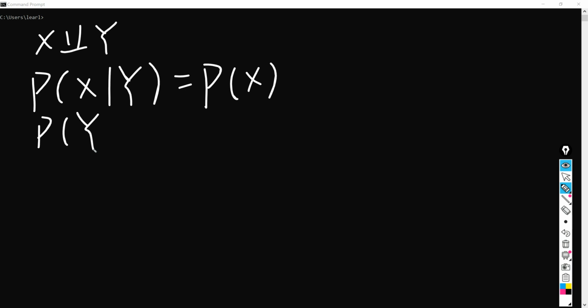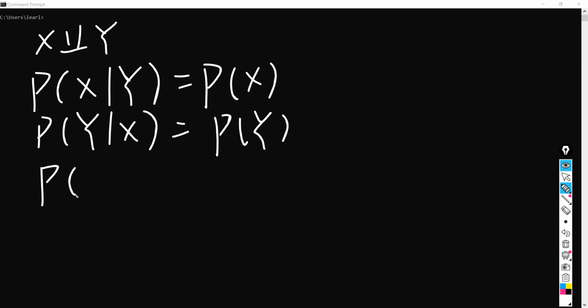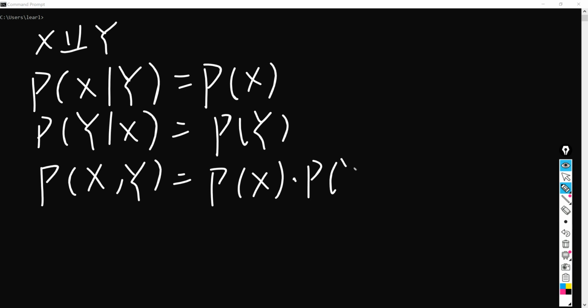And the same thing here for y. Given the condition of x, it is just the probability of y. And next is another equation, the probability of both x and y. Calculating the probability of both x and y, it will just equal p(x) times p(y). The reason is very simple: since they are independent, we just multiply them.